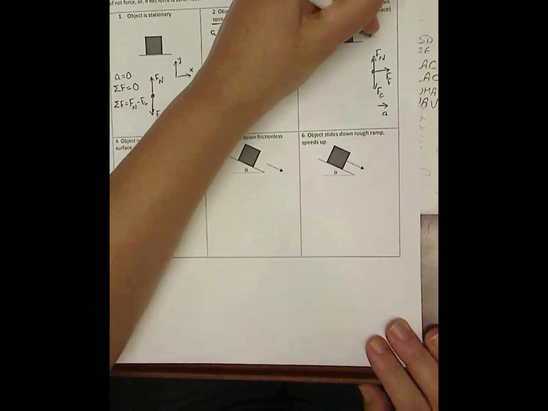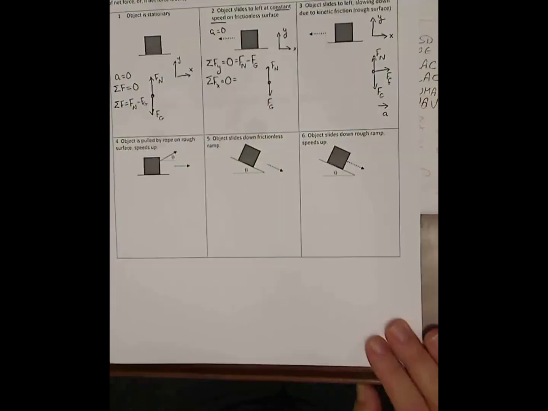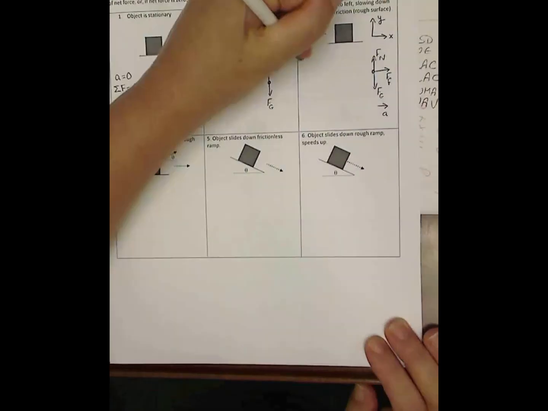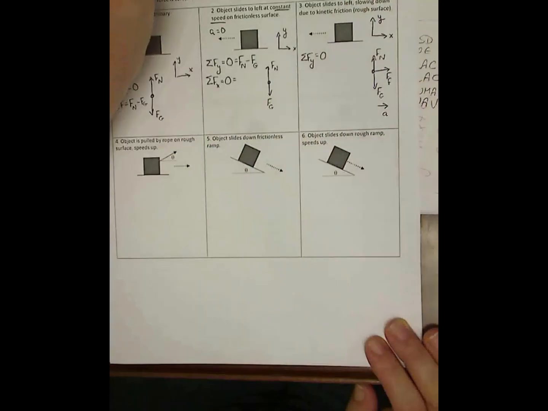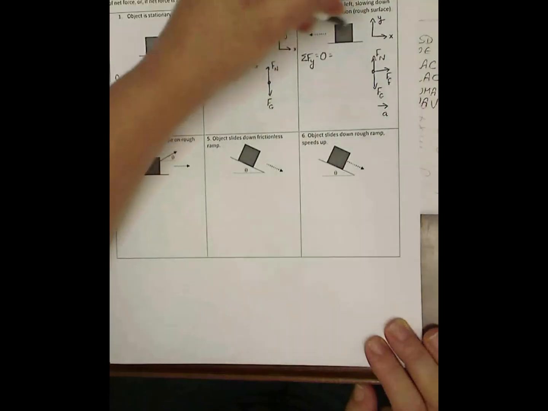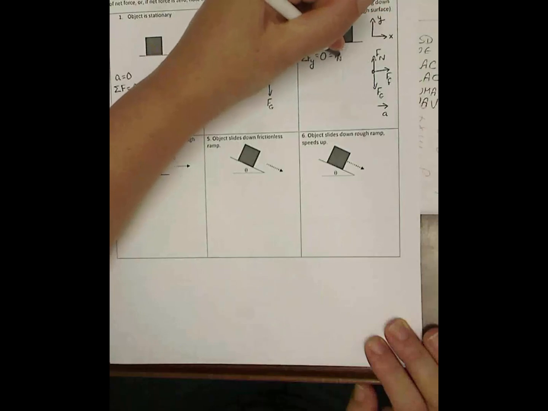Alright, so what axes do I use? It's a horizontal situation, so I'd use x being horizontal, y being vertical. And again, sum of the forces perpendicular to the plane in the y direction add up to 0 because it doesn't levitate up off the surface, it doesn't fall down through the surface. So normal force minus gravity equals 0.